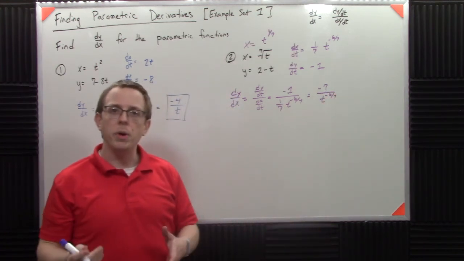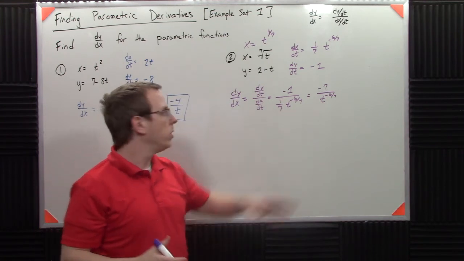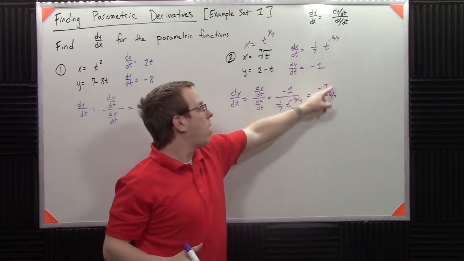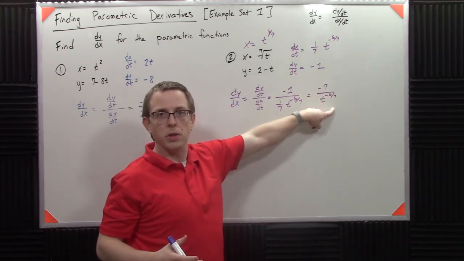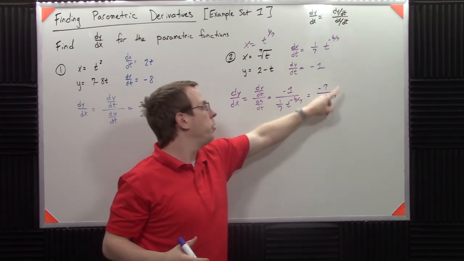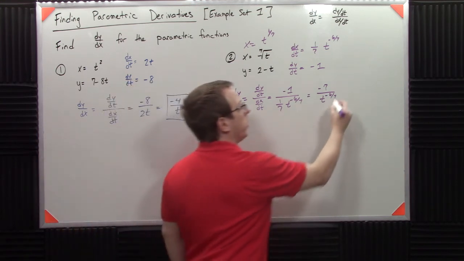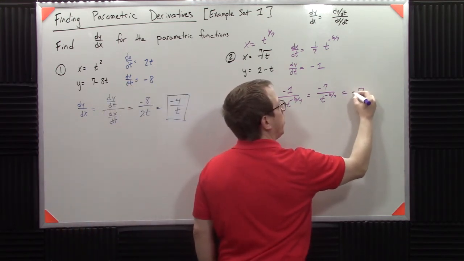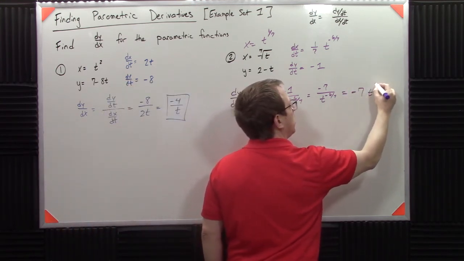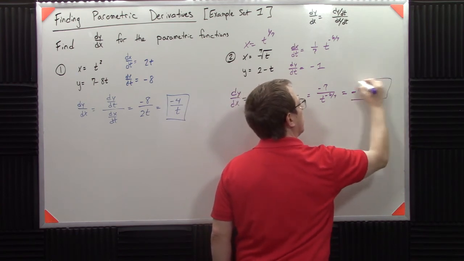And now if we remember that when a power is negative, you can swap it. If it's in the numerator, you can swap it to the denominator. If it's in the denominator, you can swap it to the numerator, and it just flips the sign there. So we end up with negative 7 t to the 6/7.